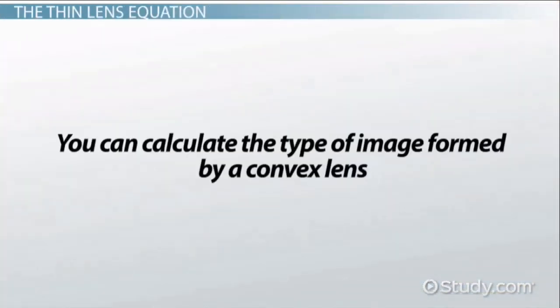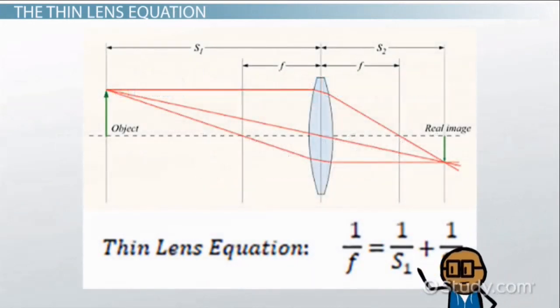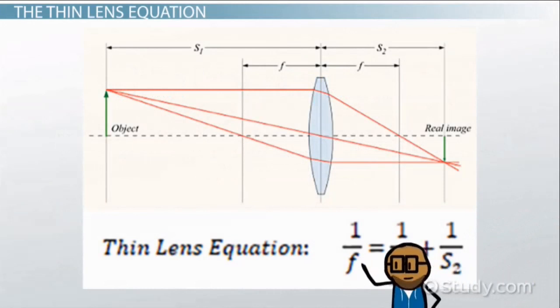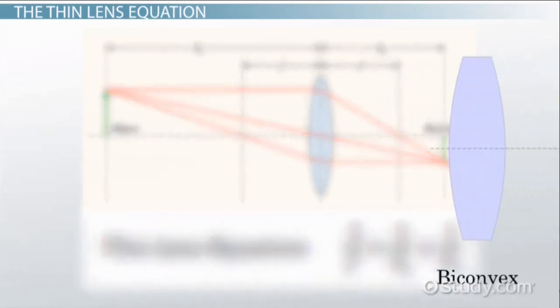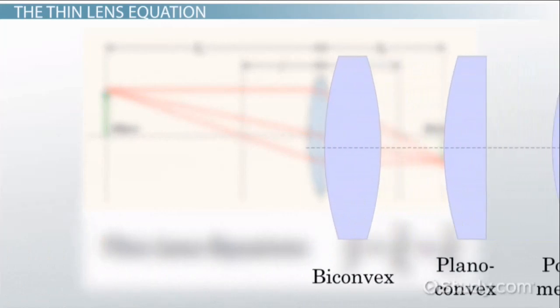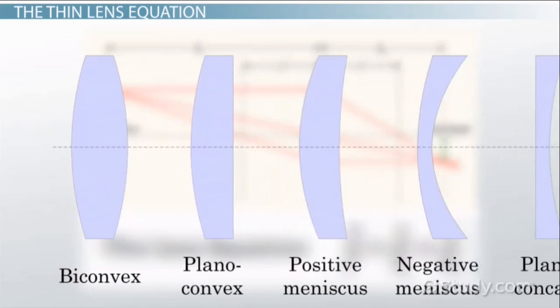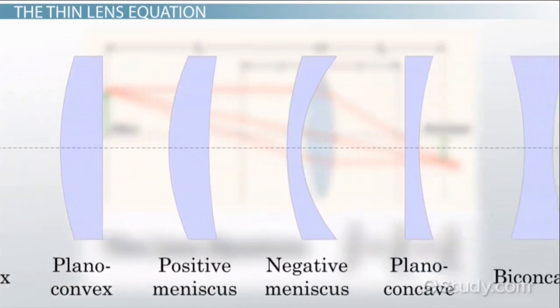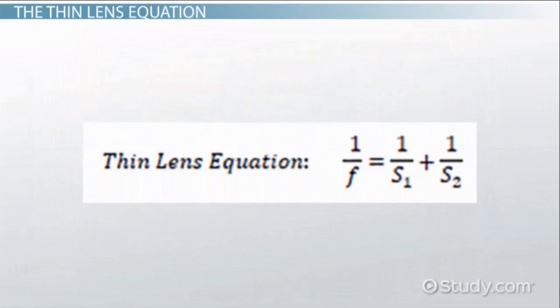You can calculate the type of image formed by a convex lens by using the thin lens equation. In this equation, S1 is the distance from the object to the lens, f is the focal length of the lens, and S2 is the distance from the object to the image. The thin lens equation can be used with all types of lenses, not just convex lenses. Note that when the equation is applied to a convex lens, the focal length will always be a positive number. Let's look at an example of how to use the thin lens equation.